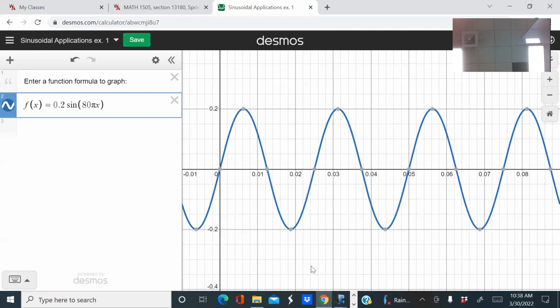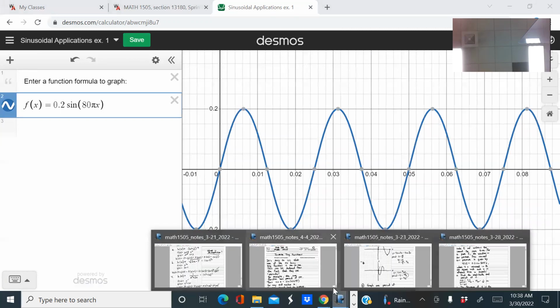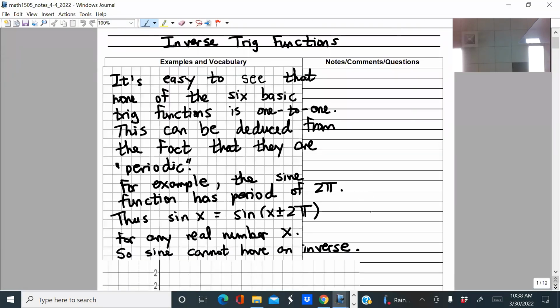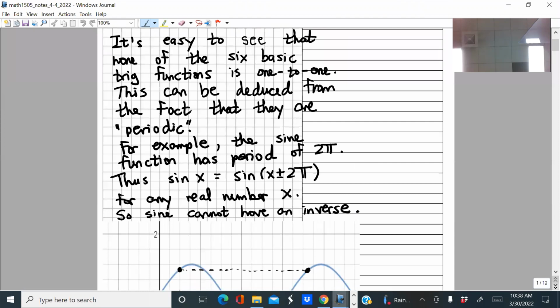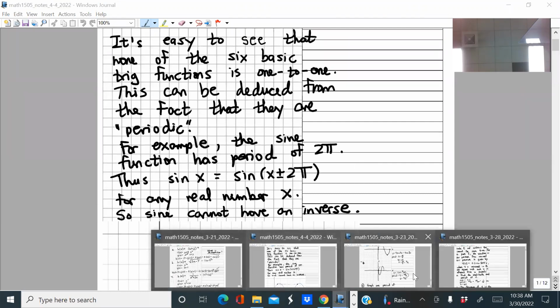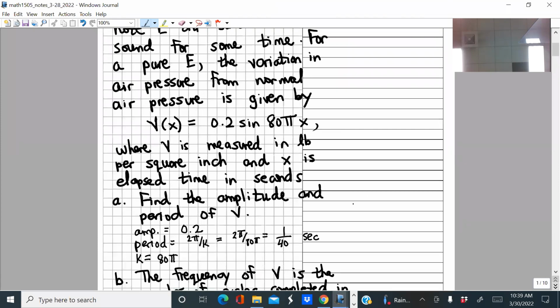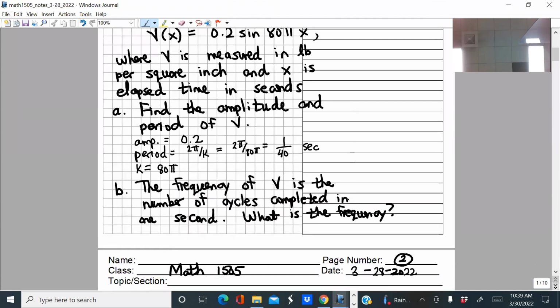By the way, that number of oscillations that the curve makes in 1 second, that's called the frequency of the sound. All right, and so let's calculate that. That's easy to calculate if I can find the right screen here. So the frequency of V is the number of cycles completed in 1 second. You see it completes one full cycle in 1/40th of a second, because that was the period.